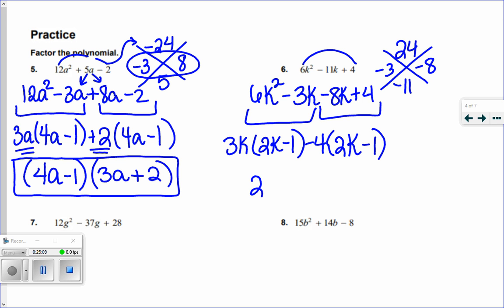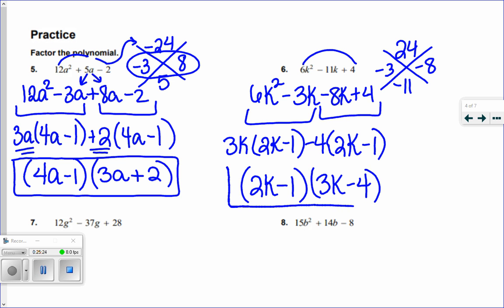So I've got a 2k minus 1 as one of our factors here. And then the 3k and the -4 come together, the two GCFs you pulled, as the other factor. And again, you could test this out and FOIL it, and you'll see you'll get the original. It works beautifully. And that is fully factored.